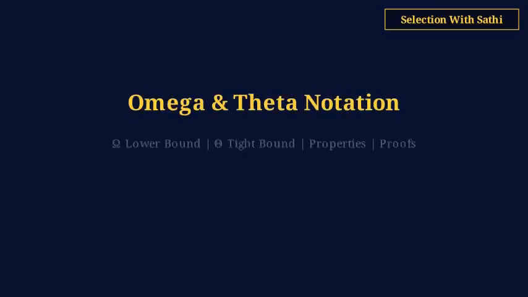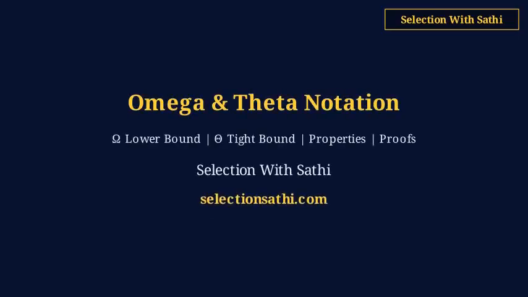That was omega and theta notation explained with proofs and GATE examples. We covered omega for lower bounds, theta for tight bounds, the relationship between all 3 notations, properties like transitivity and transpose symmetry, and the strict little o and little omega notations.